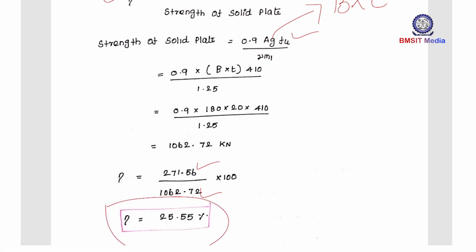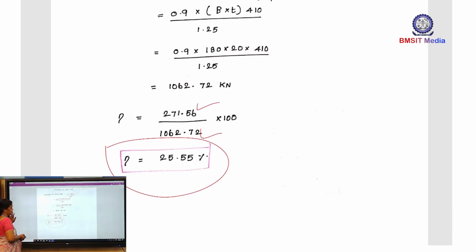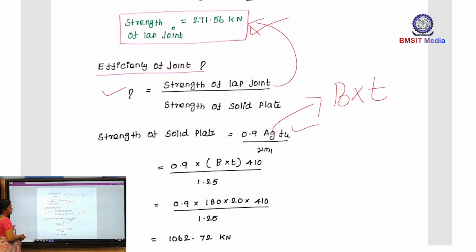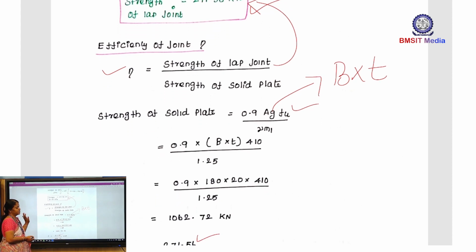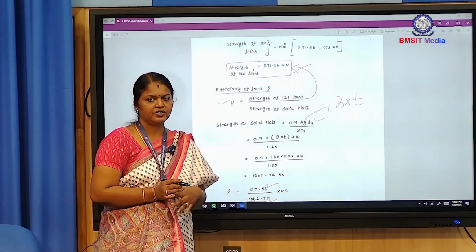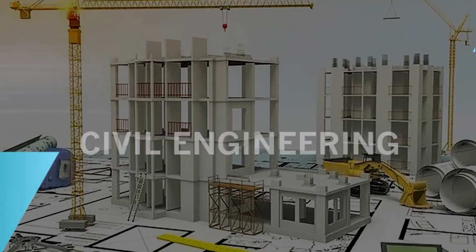Now, we have completed the 2 problems. One is the strength of the bolt, another is the strength of the joint, and the third formula is the efficiency of the joint. Okay, thank you. We will see in the next class.